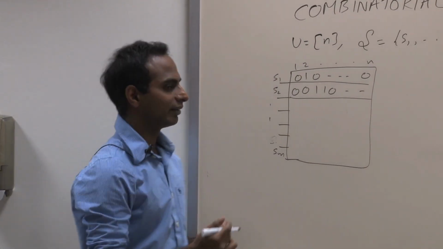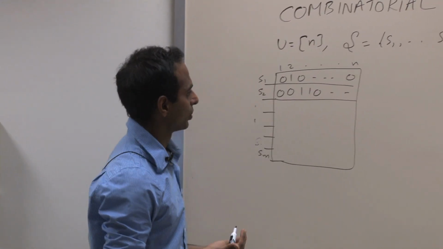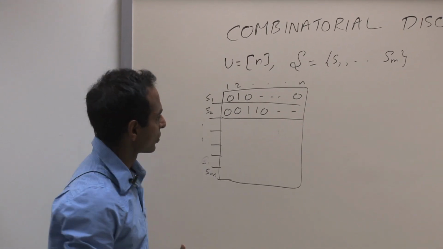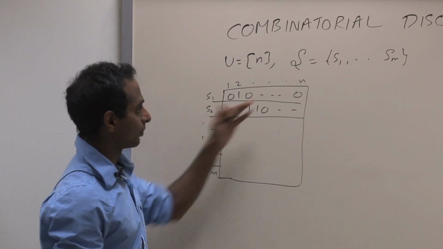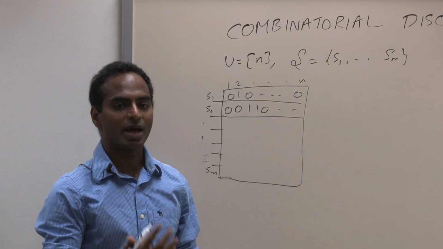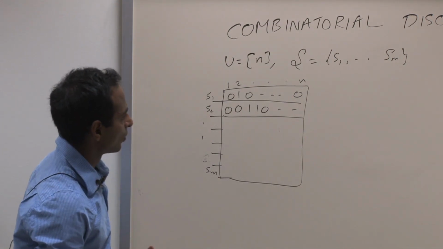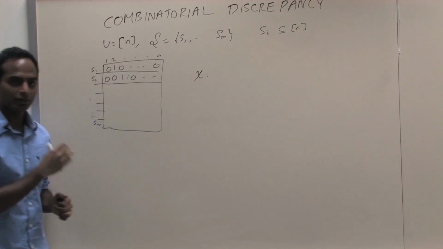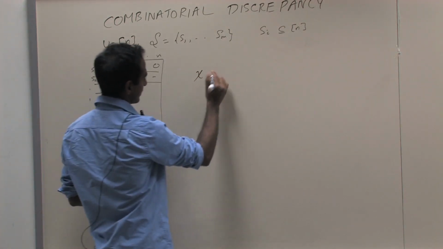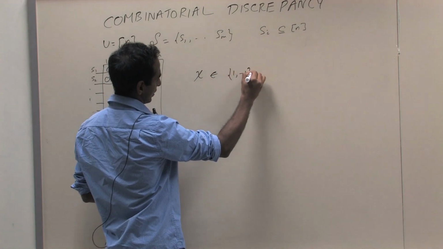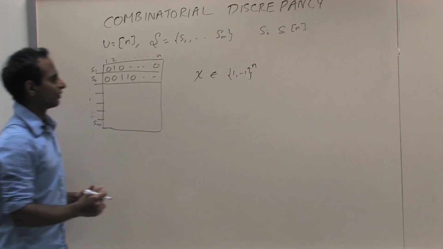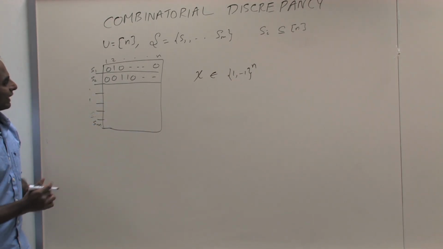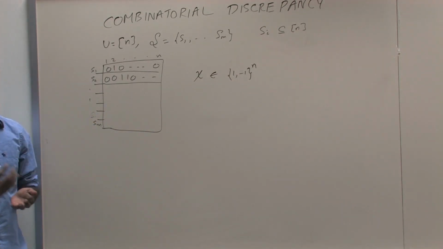What we are mainly interested in here is to color the elements of the universe with 2 colors, so that each set from your collection of sets is as balanced as possible. What do I mean by that? We want a coloring vector, which will be chi throughout the talk. This is an element of {1, -1}^n. Think of this as red or blue. Red is 1, blue is -1. And we want each set to be as balanced as possible.